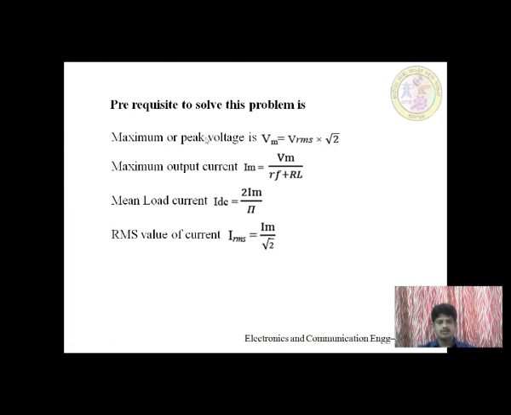The prerequisites to solve this problem are: the maximum peak voltage equation Vm is equal to Vrms times root 2, and the maximum output current Im is equal to Vm by Rf plus RL. Mean load current IDC is equal to 2 Im by pi. The RMS value of current Irms is equal to Im by root 2. So these are the prerequisites to solve this problem.